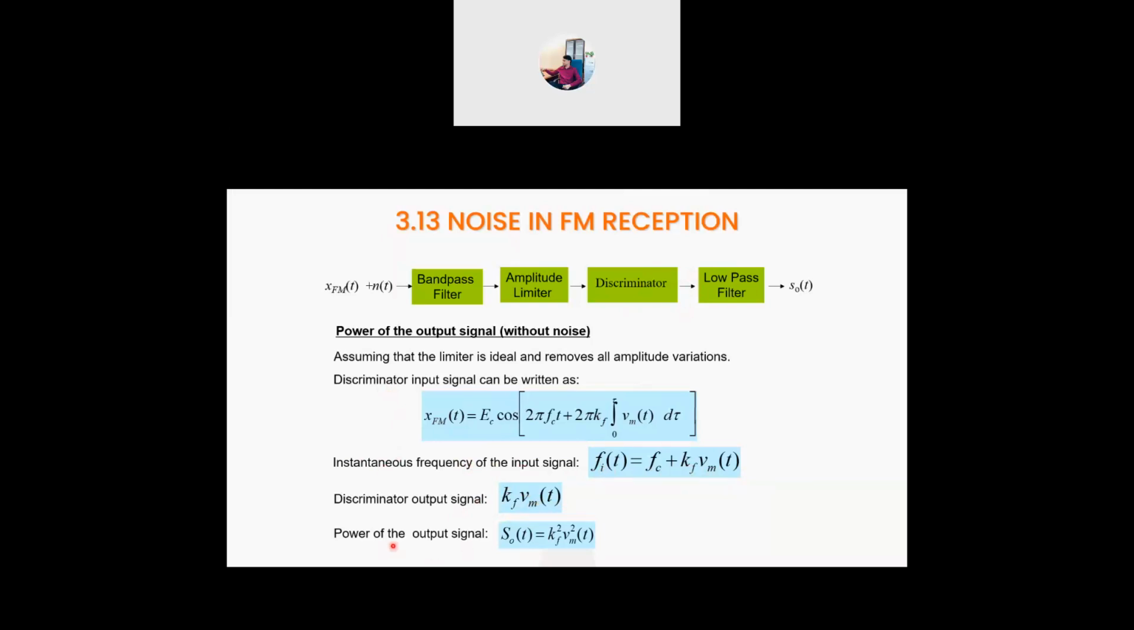So the power of the output signal is S naught equals kf squared Vm squared T. The question asks you, in the non-existence of noise, if the noise is not present at the receiver side, how do you calculate the output signal? So it's actually kf squared Vm squared T.